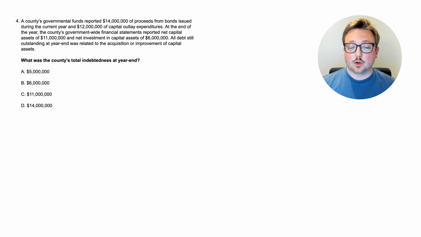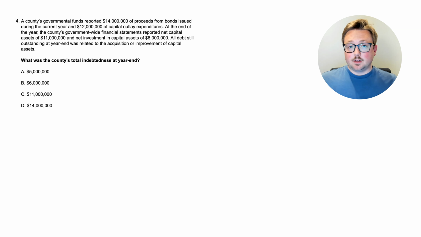All right, here we are at question 4. Again, we're figuring out what the total is. A county's governmental funds report $14 million of proceeds from bonds issued during the current year and $12 million of capital outlay expenditures. At the end of the year, the county's government-wide financial statements reported net capital assets of $11 million and net investment in capital assets of $6 million. All debt still outstanding at year-end was related to the acquisition or improvement of capital assets.